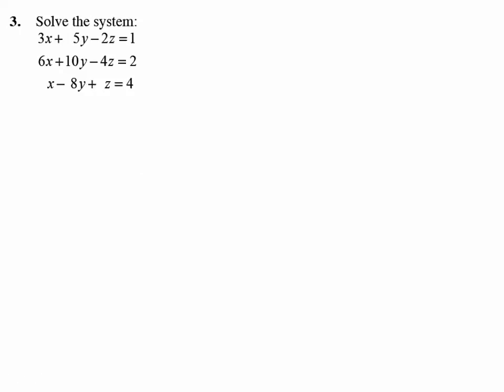Alright, looking at this problem here, again, I'm thinking to myself, which variable do I want to get rid of? I could try z again, that's fine. Z looks okay. To get opposites here, I would have to multiply through by a negative 2 on top. If I do that, I get negative 6x minus 10y plus 4z equals negative 2. On the bottom, no changes whatsoever because that already has a negative 4z there.